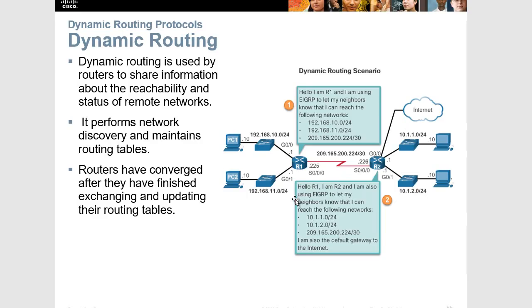which is good. It has advantages over static, because if there's multiple ways to get to a network and one goes down, the dynamic routing protocol can automatically get around that and choose a new best path to a certain network, whereas if you had a static entry and your static path went down, nothing's going to happen, you're kind of stuck.